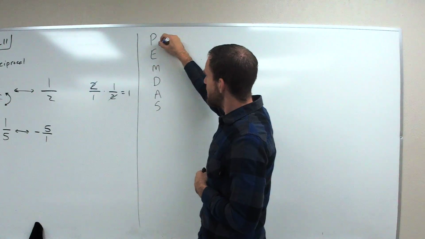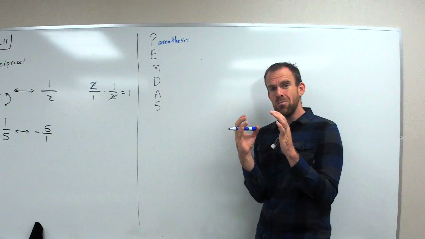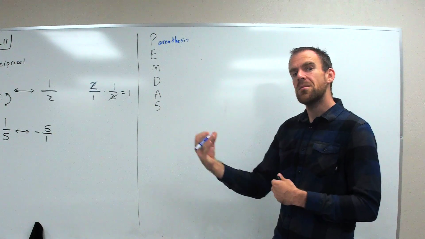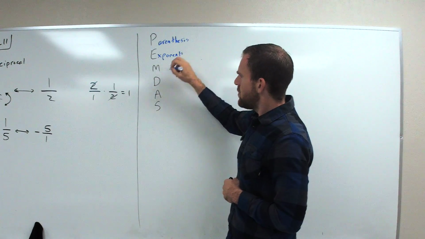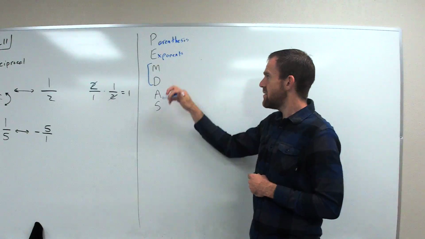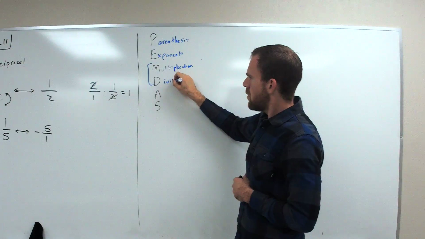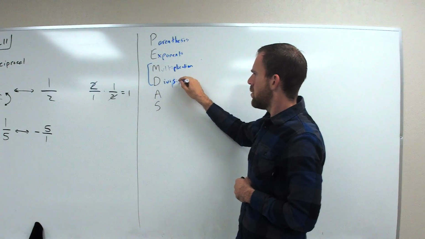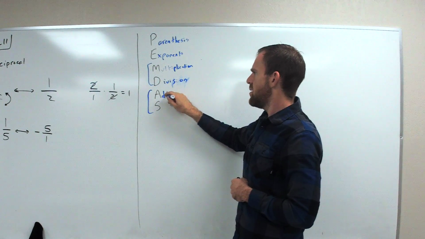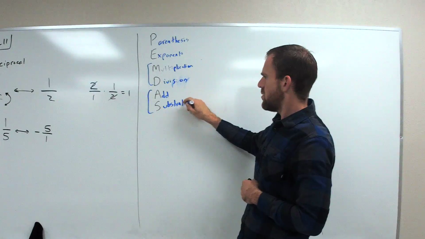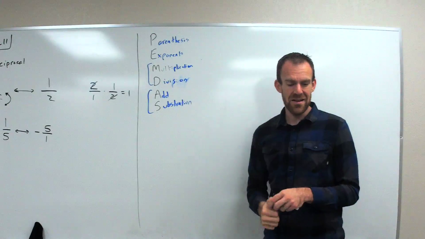P stands for parentheses. So our job is to simplify whatever is in parentheses or like absolute values first before moving on to the rest of the problem. Then we have exponents. Then we have multiplication and division combined. Division. Then we have addition and subtraction. Subtraction. Wow. All right, it's a bad spelling day today.